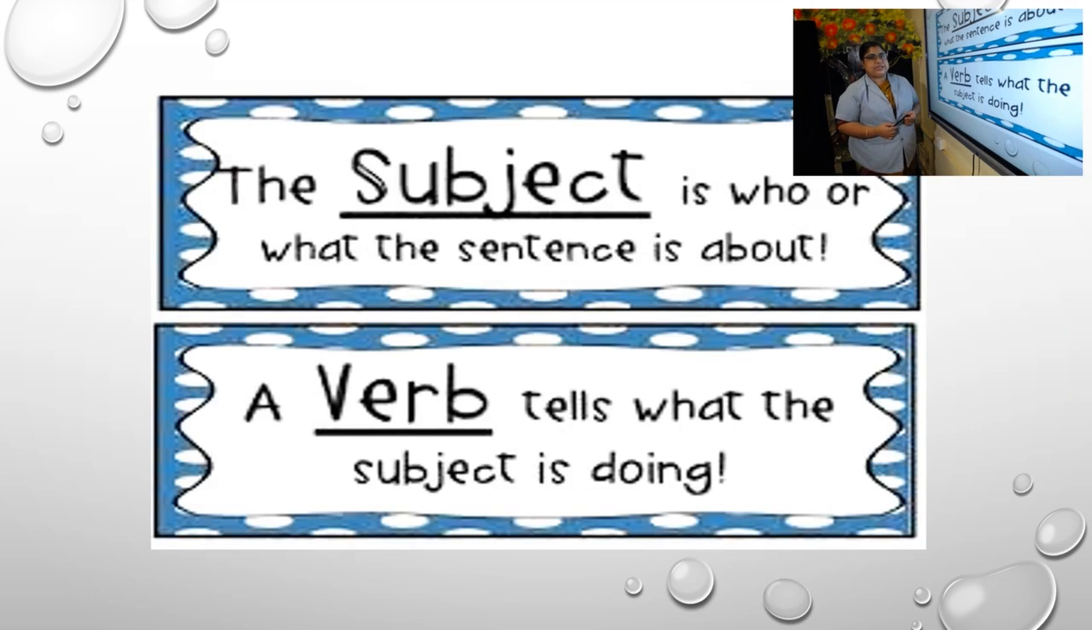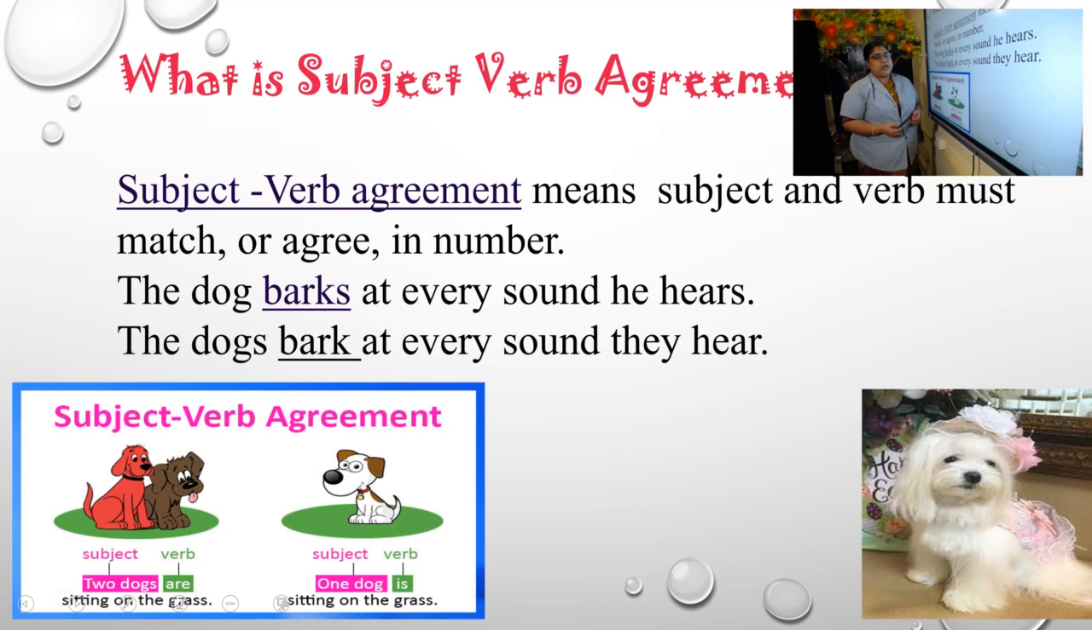What is a subject? A subject is who or what the sentence is about. And the verb, that also you have studied. What is a verb? A verb tells what the subject is doing, the action word or the doing word. That is a verb. So now today we are going to a new topic, the subject verb agreement. It's easy, but you have to be a little bit careful when you are doing this. What is subject verb agreement? Subject verb agreement means the subject and the verb match or agree in number. The subject and the verb should be friends all the time. Then only we can make the sentence correct, right?